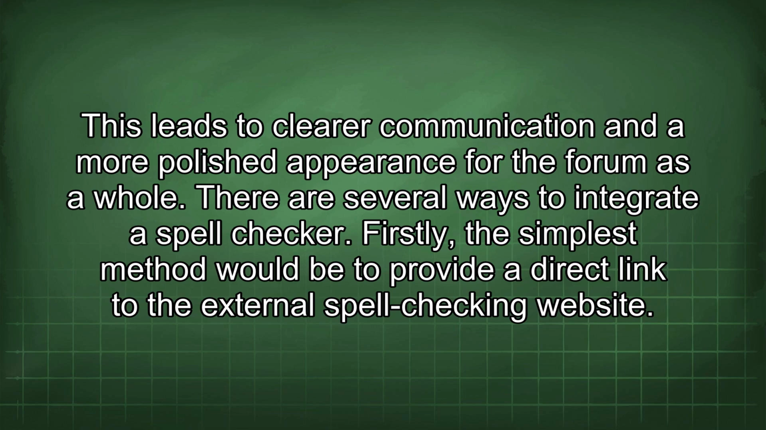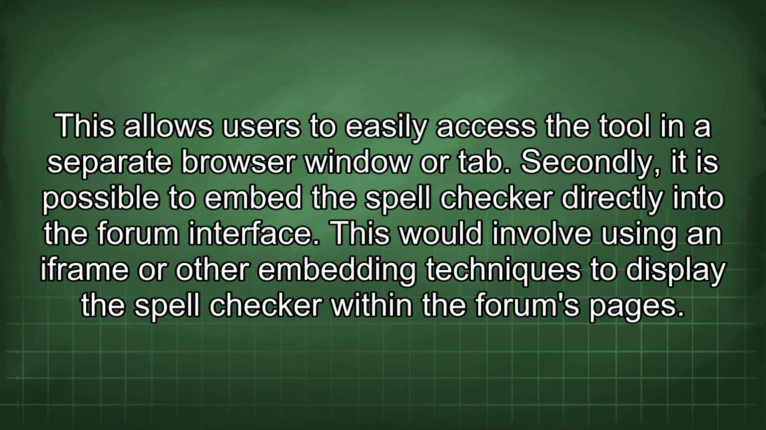There are several ways to integrate a spell checker. Firstly, the simplest method would be to provide a direct link to the external spell checking website. This allows users to easily access the tool in a separate browser window or tab. Secondly, it is possible to embed the spell checker directly into the forum interface. This would involve using an iframe or other embedding techniques to display the spell checker within the forum's pages.